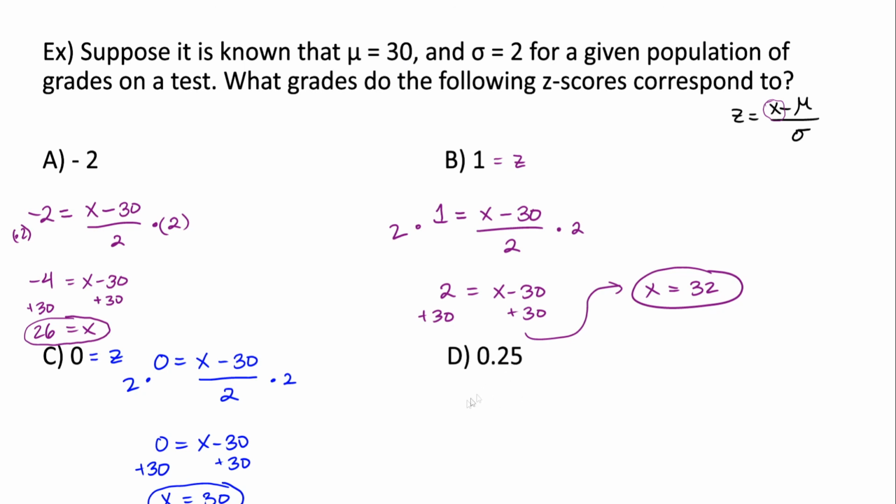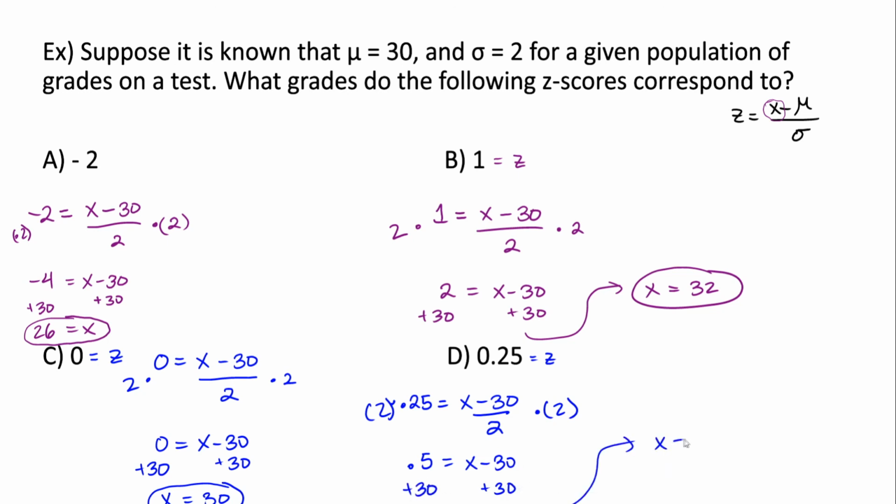Now here we have 0.25 is equal to z, so we'll plug that into our formula. We'd multiply both sides by 2. So 2 times 0.25 is 0.5, so we have 0.5 or 1/2 is now equal to x minus 30. We add 30 to both sides, and we end up getting x is equal to 30.5.